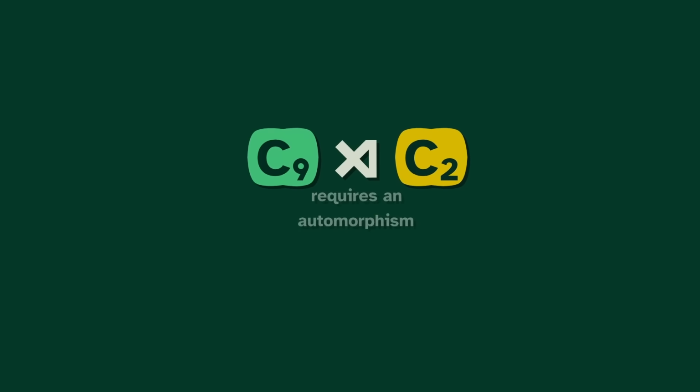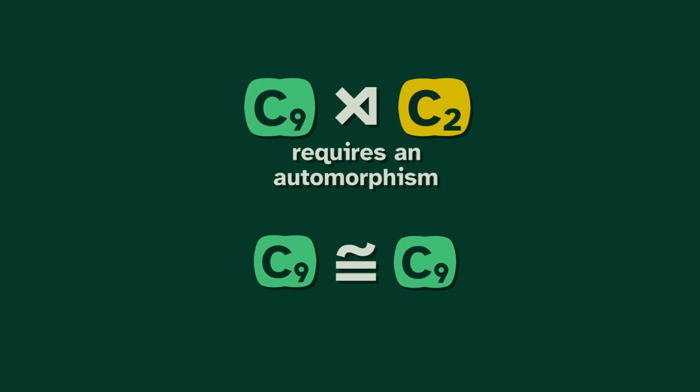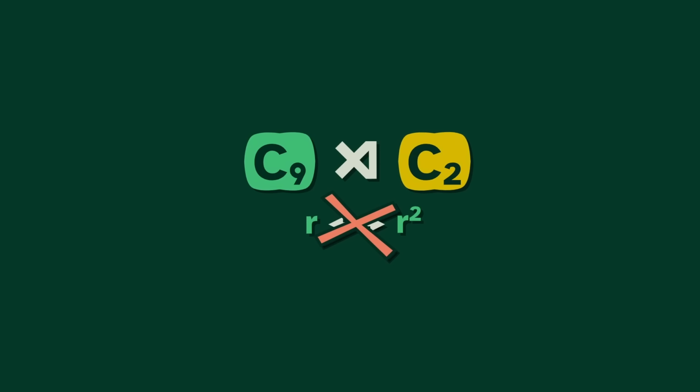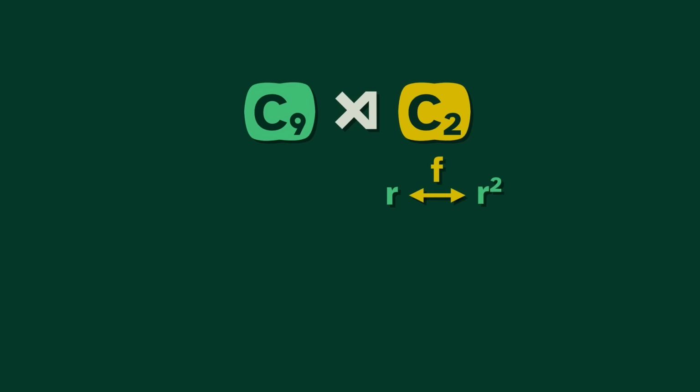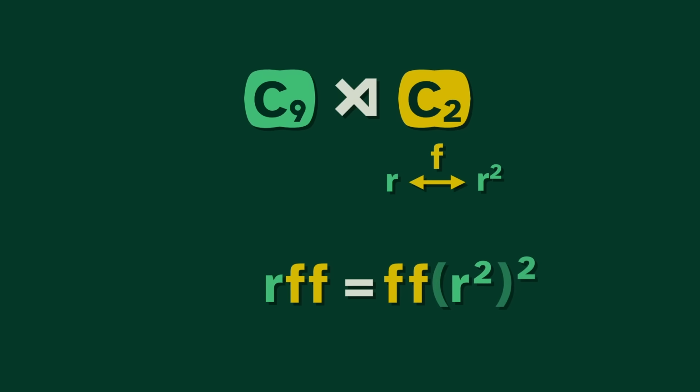Getting back to the abstract world, a semi-direct product requires an automorphism. But not all of them work. C9 also has an automorphism that sends R to R squared, but it can't make an SDP. Why not? Let's try. We'll say that F applies this automorphism. So when R passes F, it gets squared. Now what happens when R passes FF? After the first F, it gets squared, and then the second F squares again, so we get R to the fourth.